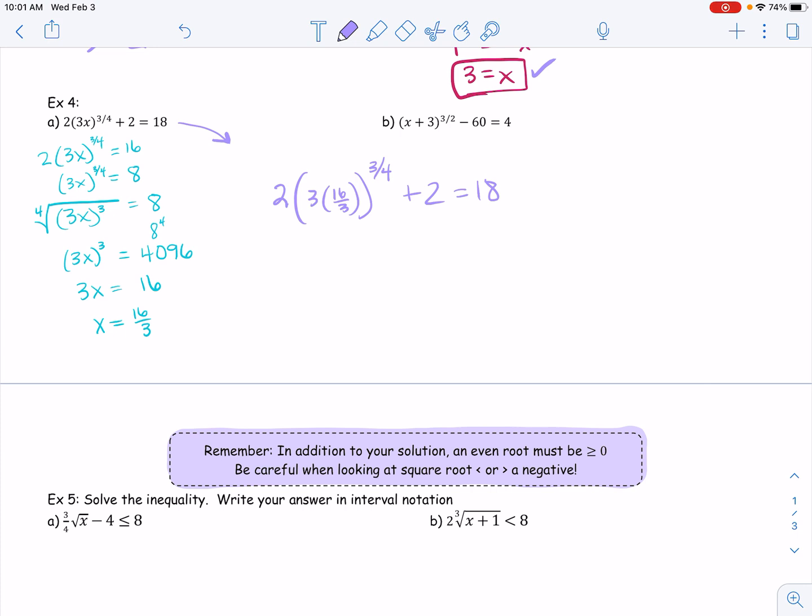Well, what's 3 times 16 over 3? It's just 16. 16 to the 3/4 power, so the 4th root of 16 cubed. Well, the 4th root of 16 is 2. 2 cubed is 8. So what's 2 times 8? 16 plus 2 is 18. So it is a solution. Okay.